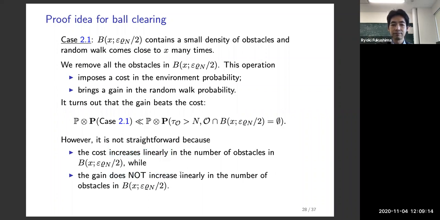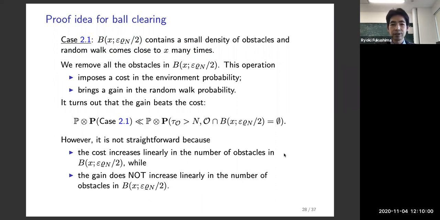So this poses some difficulty. And technically, it's quite hard, and there are some renormalization techniques we have to use to cope with that. But very roughly speaking, this is covered by this assumption: the random walk comes close to x many times. So the gain increases sublinearly in the number of obstacles, but we can get some help from the random walk. I mean, the number of visits of the random walk to this ball here. So this is a technically very difficult part.